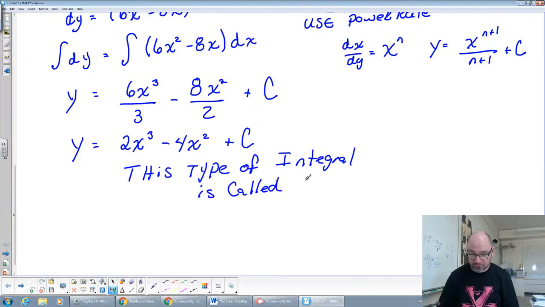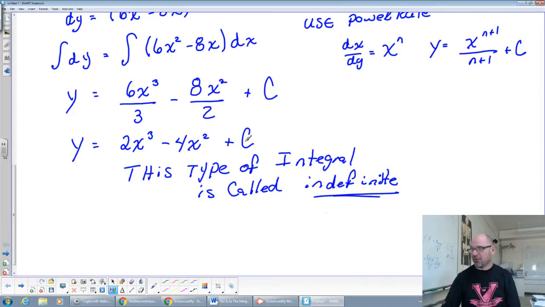Okay, indefinite. See if I can spell it right here. Okay, indefinite. That's because we don't know what that constant is when we go back to the y. We could figure it out if we get some more information, but in this case, we don't necessarily have it. So that's basically the integral way that we write out integrals.